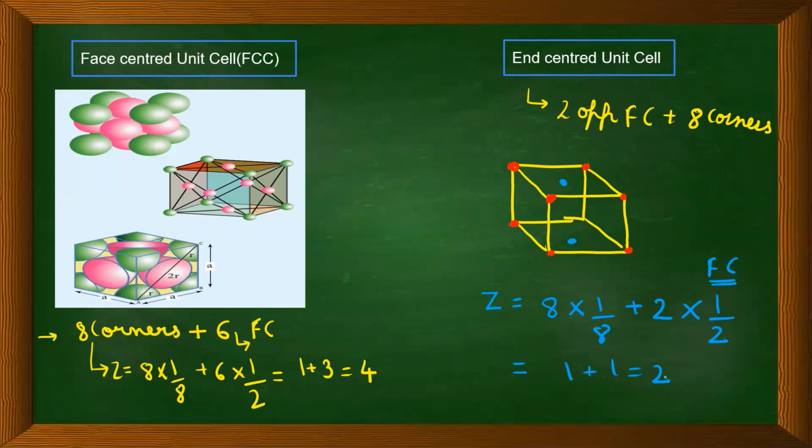So in short we can say that what is the value of Z? Z is 1 for our simple cubic unit cell and Z is 2 for the body centered unit cell and Z is 4 for face centered unit cell and Z is 2 for the end centered unit cell.